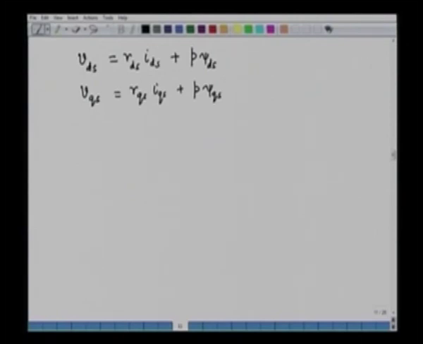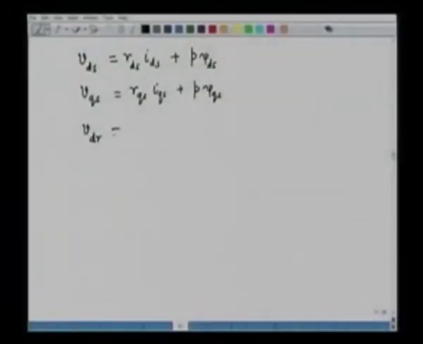Coming to the rotor winding, when I write down the equation for VDR, the D axis rotor winding, I will have both statically induced EMF and rotationally induced EMF, because the rotor is rotating. So I can have a component of EMF which is coming due to the rotation of the rotor, and that EMF is called the rotationally induced EMF.